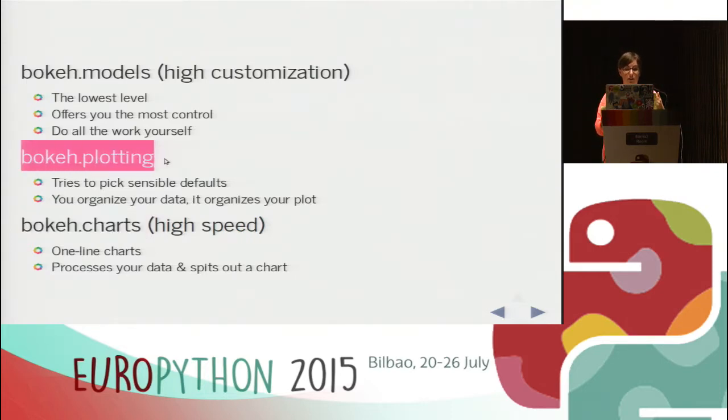Bokeh.plotting kind of lives in the middle, and you have to sort of organize your data for it, but it then tries to pick sensible defaults, so you don't have to add the axes and add the grid and so on. So it tries to give you something you want, but gives you a bit more control. Where you want to work is really a matter of personal taste.